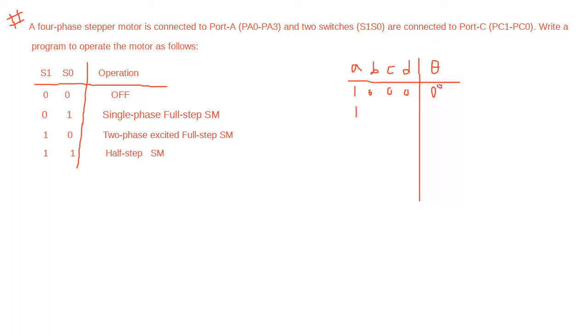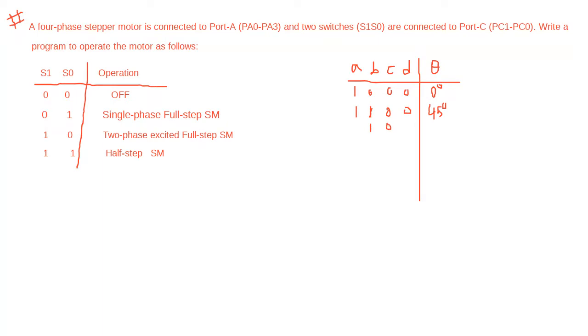And then if A and B are both 1, what is the angle? What is the step angle? 45°, right? Yes, okay.